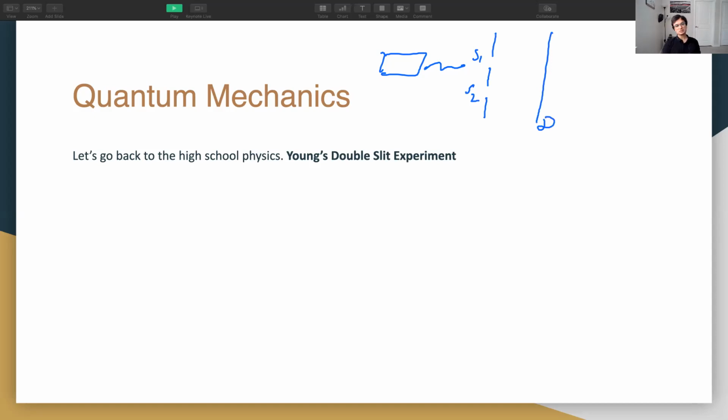So this experiment is run in three phases. In the first phase, we'll cover the slit S2, and we'll observe the light pattern through S1. Then we'll cover the slit S1 and observe the light pattern through S2. And after that, we'll not cover any of the slits and we'll see what happens when both of the slits are open. In this setup, the distance between S1 and S2 is a few millimeters.